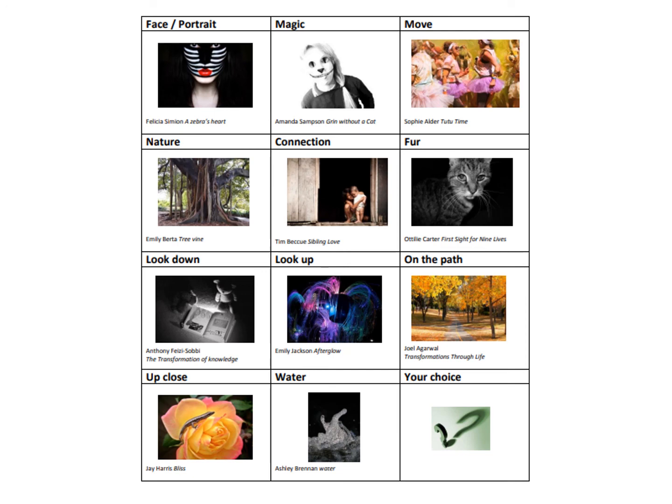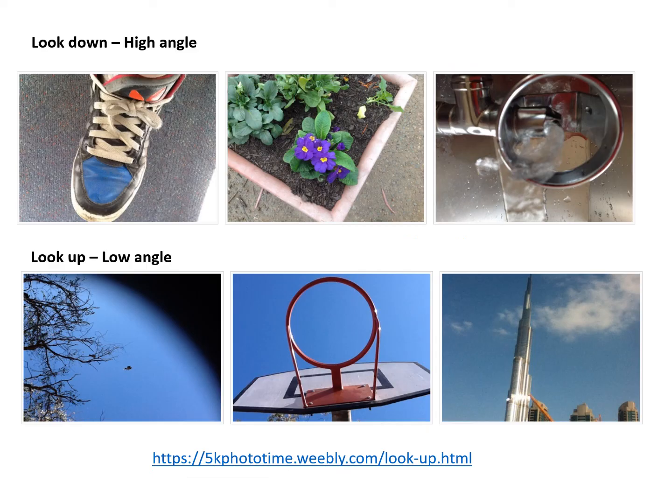So these are the tasks that I put on the website. Look down just means do some high angle shots. Up close, obviously, they're close-ups. Look up means low angle shots. Portrait and face shots can include demands, but they don't have to. So this was the way in which I reclassified some of the photographs from the exhibition, just to make it perhaps a little bit more accessible for primary school students.